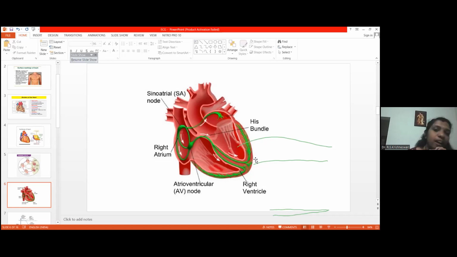The SA node is situated in the right atrium, just lateral to the opening of the superior vena cava. The superior vena cava and inferior vena cava open in the right atrium. And there is another node known as the AV node, the atrioventricular node. It is also situated in the right atrium, just lateral to the opening of the tricuspid valve. The tricuspid valve is between the right atrium and the right ventricle.